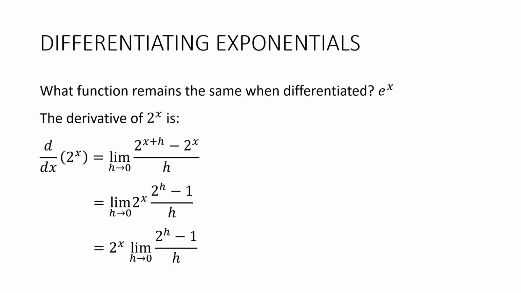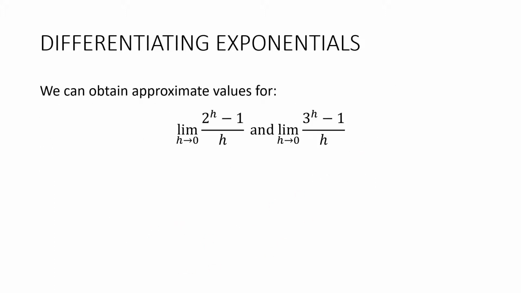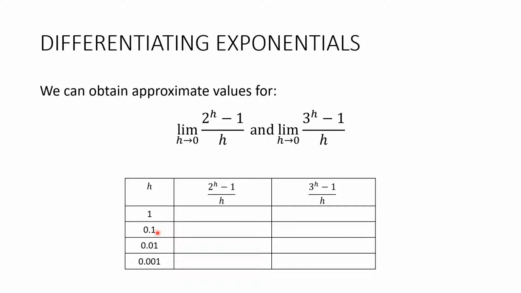Now before we move on to e to the x, let's have a look at the derivative of 3 to the x. It's actually identical, except it's got 3's in it. So here we've got 2 to the x times something or other, and here we've got 3 to the x times something or other. We're going to now try and figure out what this something is equal to. Now because we can't get an exact value for this, we're just going to set up a table and make h get smaller and smaller, tend towards 0, and see if we can figure out what this is approaching. So this looks like it's sort of leveling out around 0.69. It's getting closer and closer to that point.